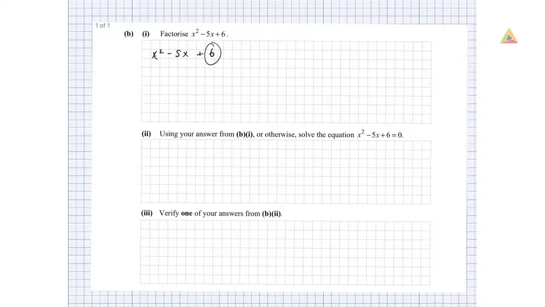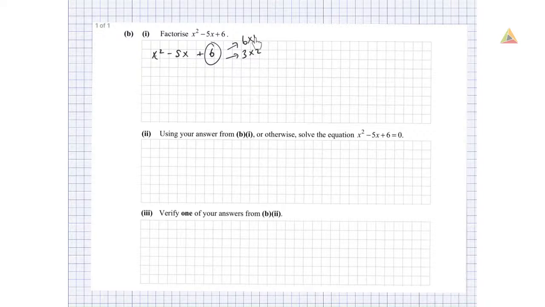I'm going to circle the constant, write down all the factors of 6. So 6 by 1, 3 by 2. Now, you'll notice here, both of these work. If you take away 1 from 6, you get 5. If you add 3 and 2, you also get 5. I am going to go with 3 and 2.